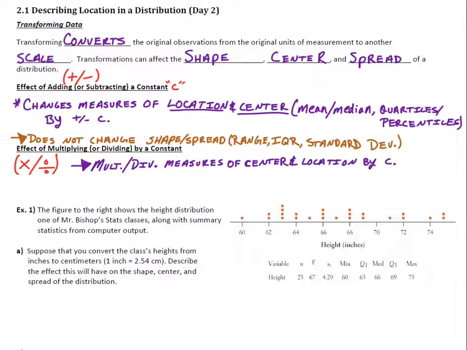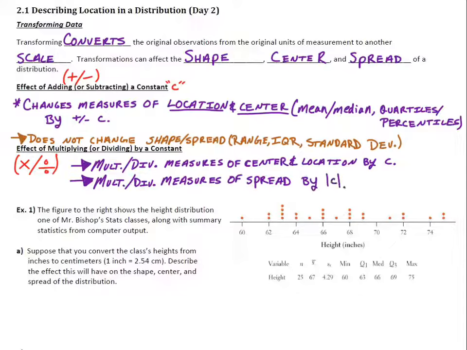What about for shape or spread? So for spread last time, range, IQR, standard deviation, those aren't affected when you add or subtract a constant to everything. So if you add or subtract a number, those aren't affected. But when you multiply by a number, those are actually affected. And it's still pretty simple. So if you multiply or divide, that multiplies or divides the measures of spread by the absolute value of C.